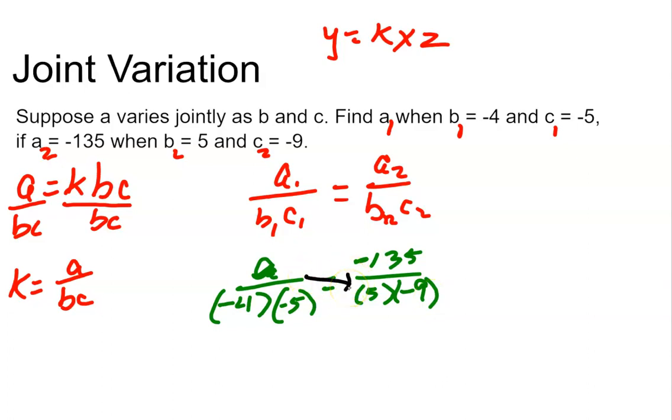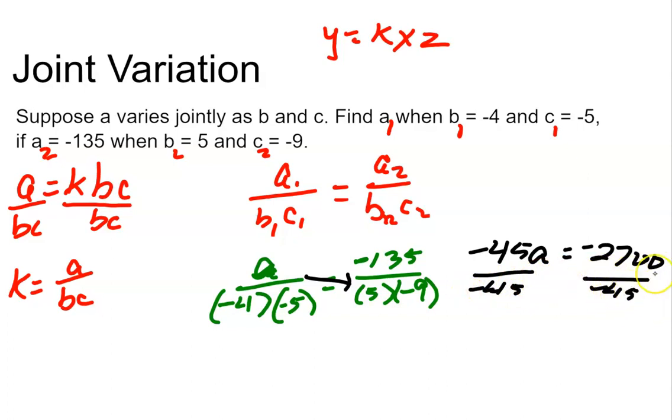So if I cross multiply here, that's going to give me -45a equaling, on the other side, -135 times +20, which gives us -2,700. To get a by itself, I'm going to divide everything by -45. And -2,700 divided by -45 will give us an a of 60.